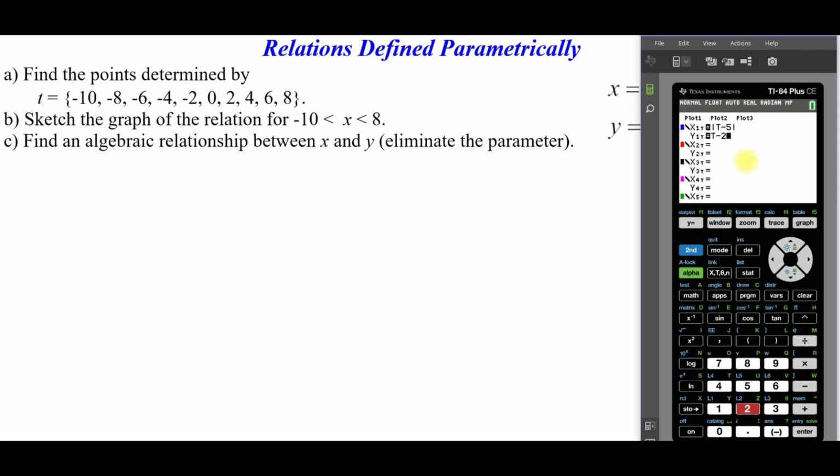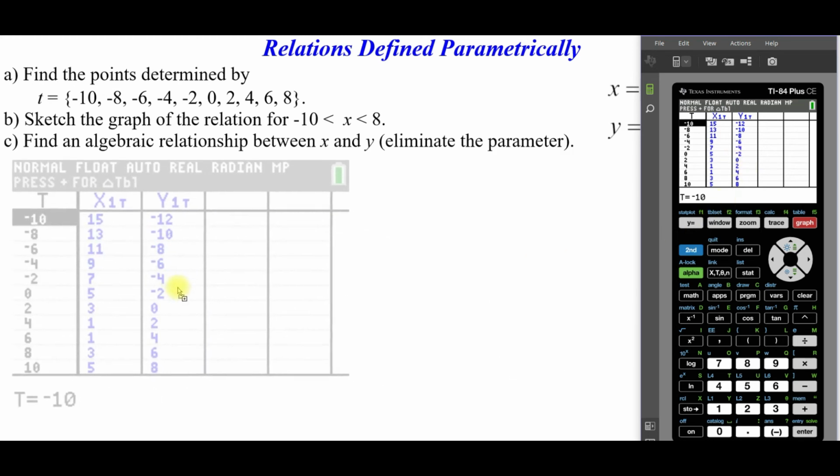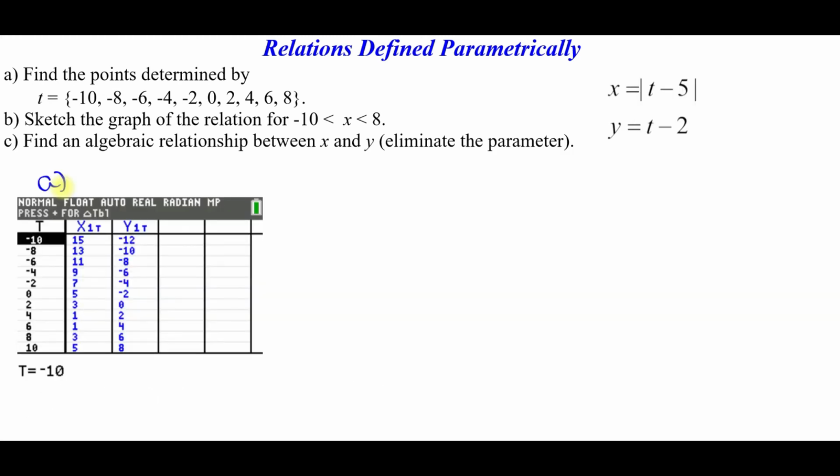So a couple of things I can do here now. I can use my table to help us get these points. So I'm going to go to my table settings, and I'm going to start my table at -10, and I want to increment by 2. And then I'm just going to leave my independent and my dependent both on auto. So then if I go to my table, I should see the points that I was looking to get. So if we grab those, that's essentially my answer to A. So using the calculator, I can get those points rather quickly.